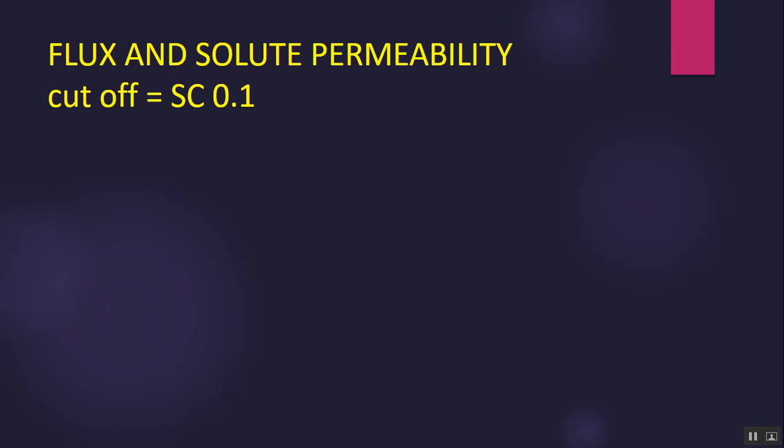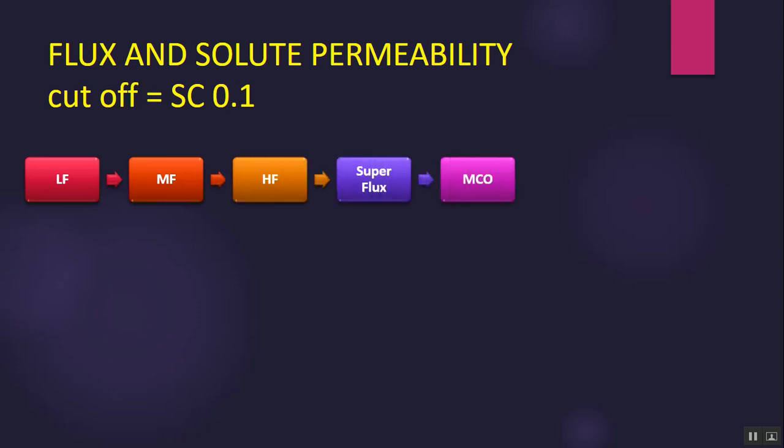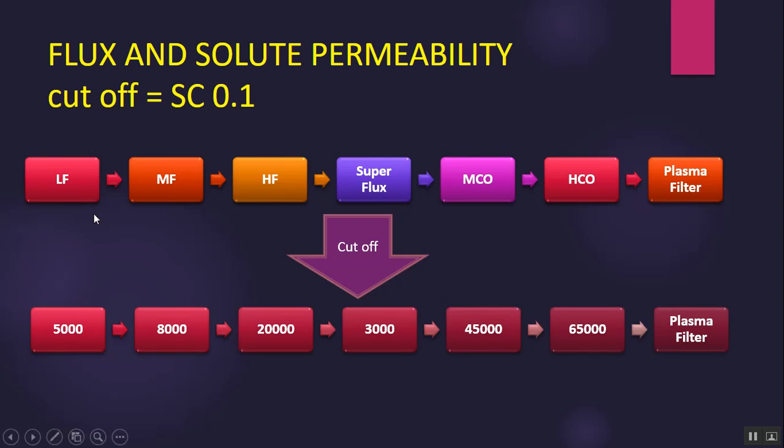For the dialyzer permeability, meaning of a cut-off point, which is equivalent to a sieving coefficient of 0.1, we have low flux, medium flux, high flux, super flux, medium cut-off, high cut-off, as well as plasma filter. The cutoff difference between all of them: low flux can remove up to 5,000 Dalton only. Medium flux is less than high flux, but much better than low flux. Super flux and the medium cutoff remove much more molecular weight. High cutoff approaches albumin, and the plasma filter can remove all plasma proteins.